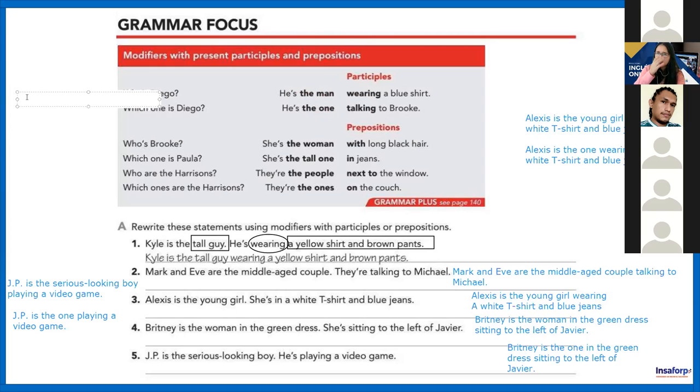Y ese, creo que ya lo vieron, es el presente progresivo. ¿Se acuerdan que es el ando, endo? Cuando se dice yo estoy comiendo, yo estoy caminando. Entonces, por eso es el que es el participle, right? No nos olvidemos de agregar el complemento.